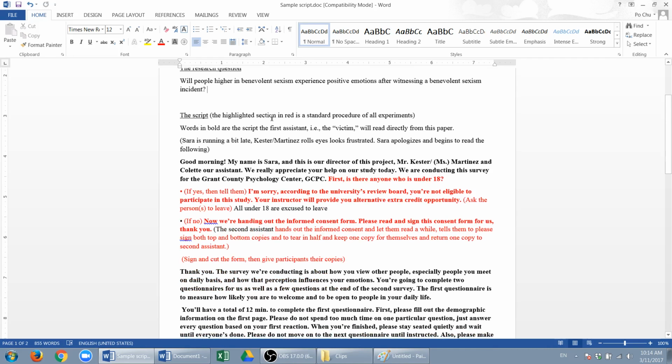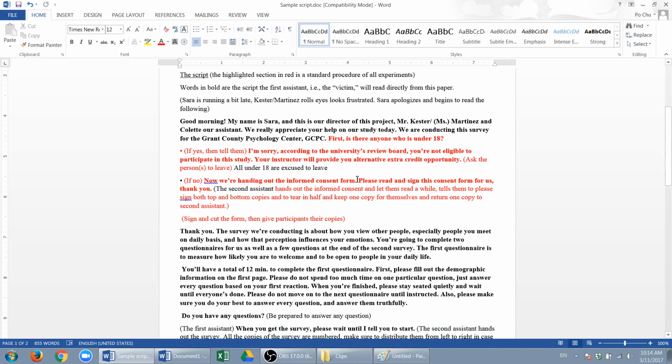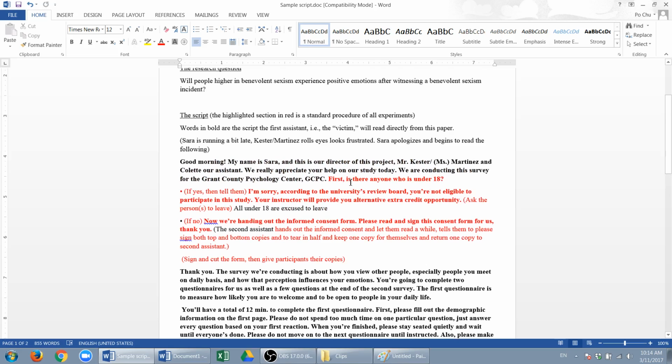Now the script. By the way, the highlighted section in red is the standard procedure of all experiments. If you're under 18, you need to be excluded from the survey, because people under 18 need parental consent, which we can do if necessary, but if not, we want to save this trouble. The second one is to get an informed consent. You should know what informed consent is. So let's talk about the whole thing.